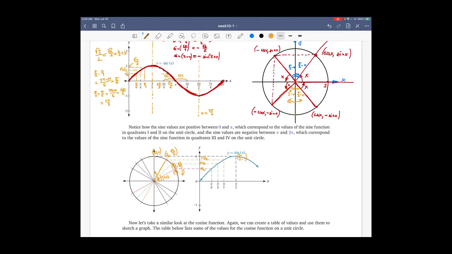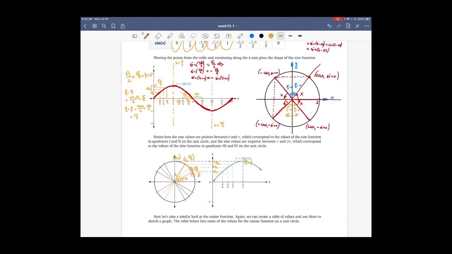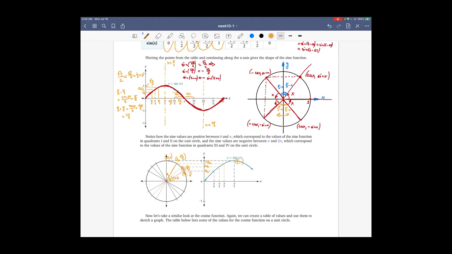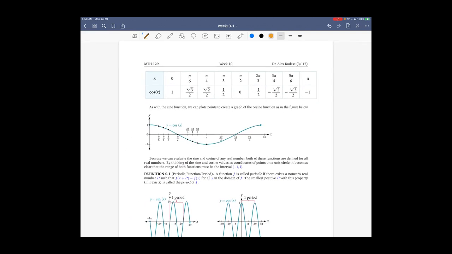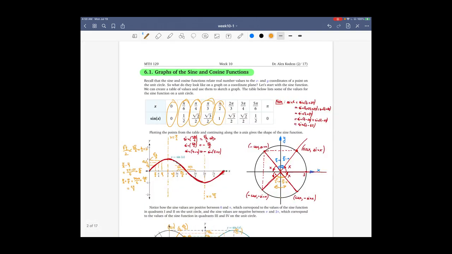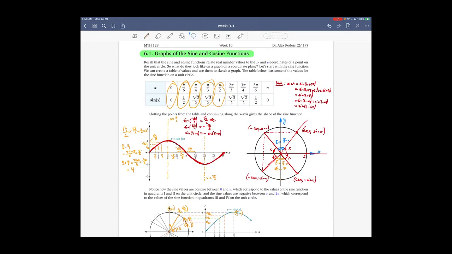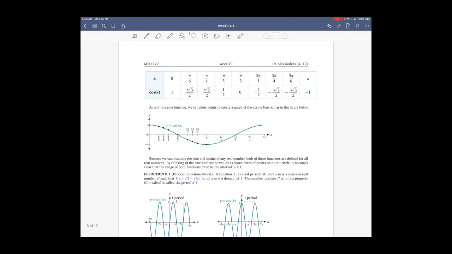All right. Now let's do the same analysis with cosine function. Maybe I should copy and paste this unit circle picture from the previous page. It will be helpful.